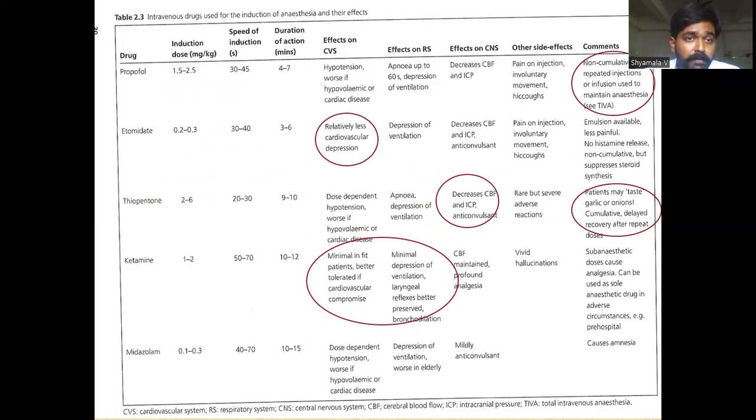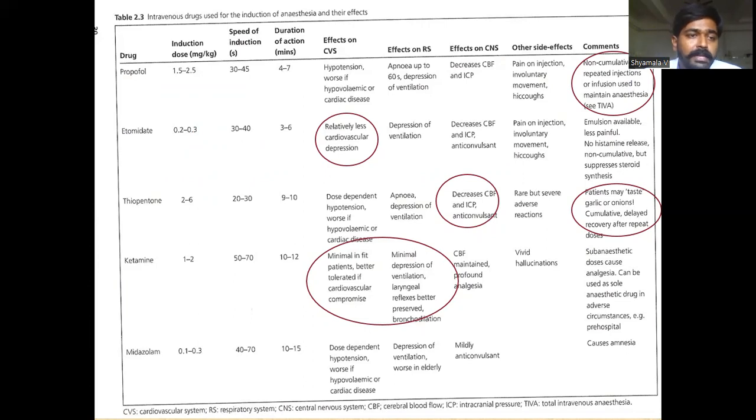You can also see the duration of action and the speed of onset of induction. The time it takes is mostly milliseconds, at maximum a minute. You can see ketamine doesn't take even 1 minute; the maximum is about 20 to 50 seconds for all of them, so they react fast. The duration of action depends on each type.